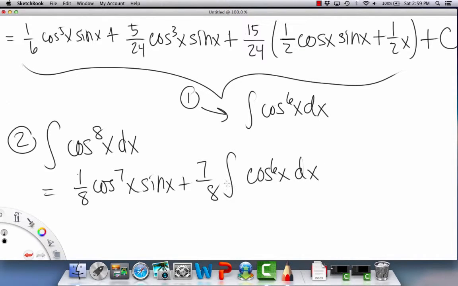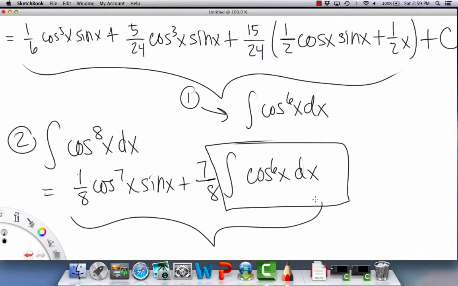I'm going to stop here because I want to point out that what we obtained from the reduction formula, this integral of cosine x to the 6th dx, can actually be utilized as well. We're just going to plug in this entire line for that spot. Let me walk you through it on the next slide. This is what we got for equation 2, so keep this in mind.